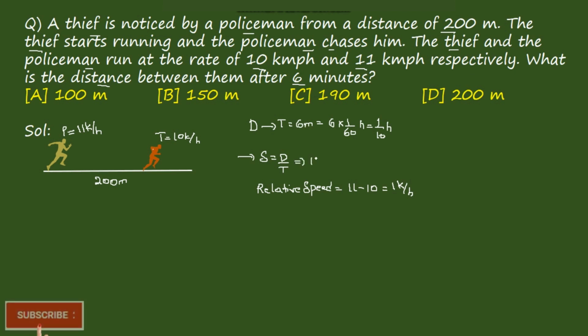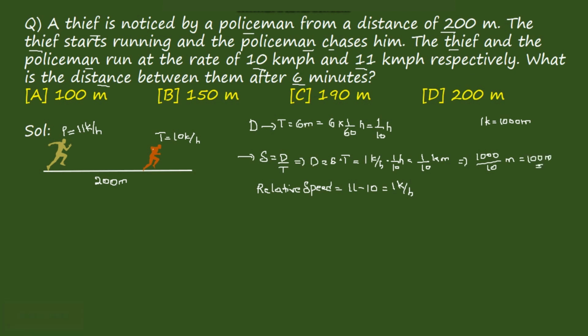Then you can find the distance. Distance is equal to speed into time, which is equal to 1 kilometer per hour into 1 by 10 hours, which is equal to 1 by 10 kilometers. But the answer is in the form of meters. We know that 1 kilometer is equal to 1000 meters, so we can convert it. It becomes 1000 by 10 meters, which is equal to 100 meters. So the distance between them after 6 minutes is 100 meters.